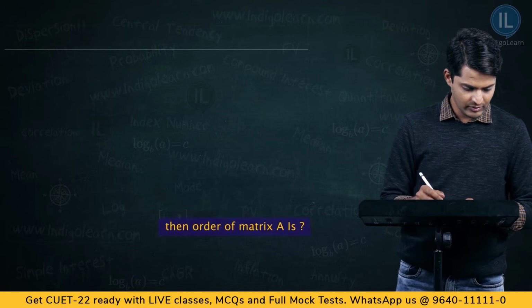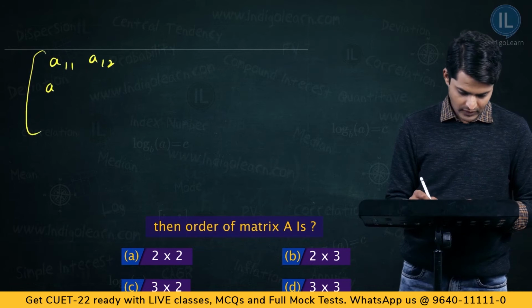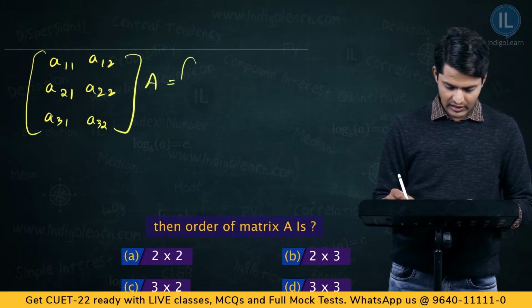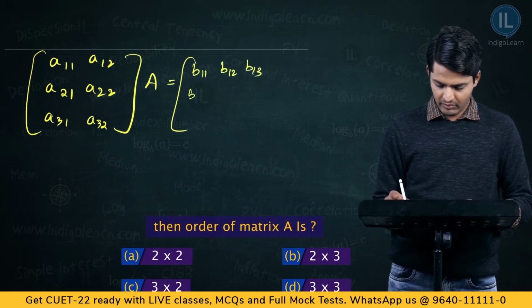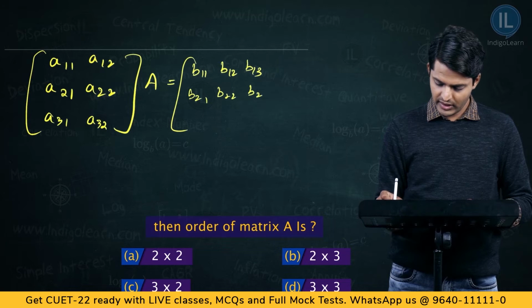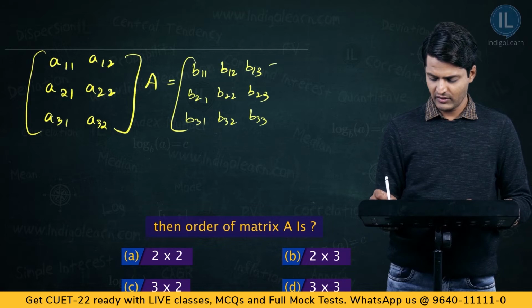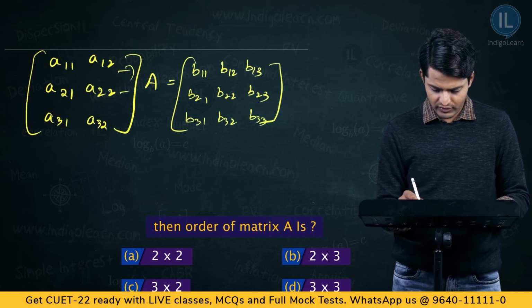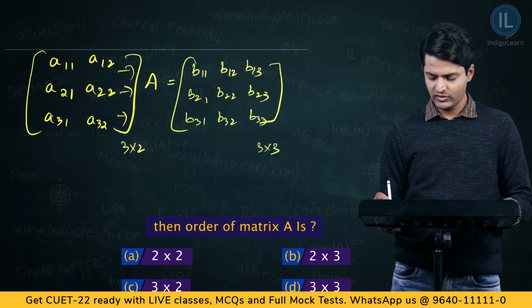Now, 11th question, let me write down: A11, A12, A21, A22, A31, A32 into a matrix A will result in B11, B12, B13, B21, B22, B23, B31, B32, B33. The reason why I am writing is only for explanation, but in the exam there is no need to write such a large process. So, this is a matrix of 3 rows and 2 columns, and when you are multiplying you are getting a matrix with 3 rows and 3 columns.